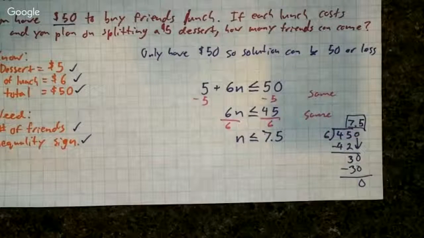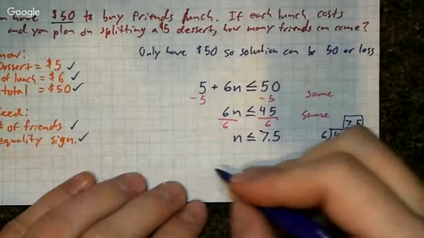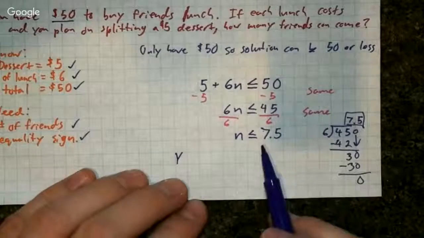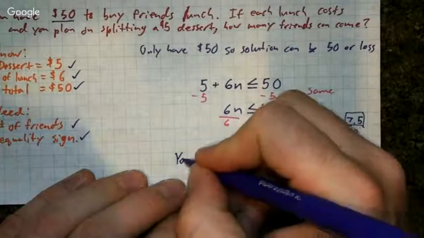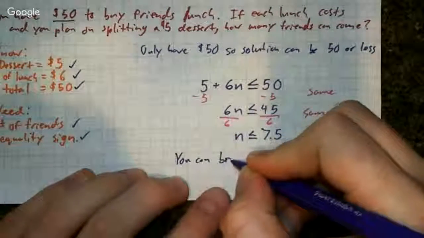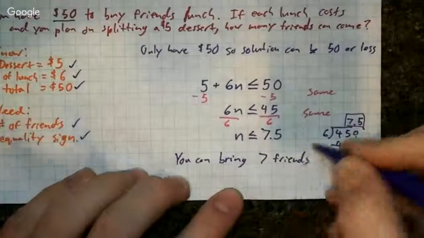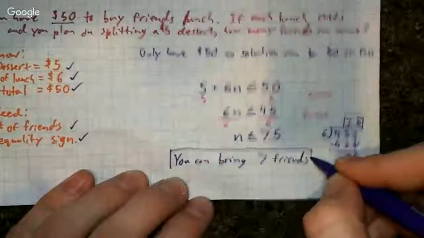Well, I don't want to cut any of my friends in half, so we need to understand this is a real world problem, meaning you can't bring 7.5 friends. You can bring 7 friends. You do not have enough money to bring your 8th friend.